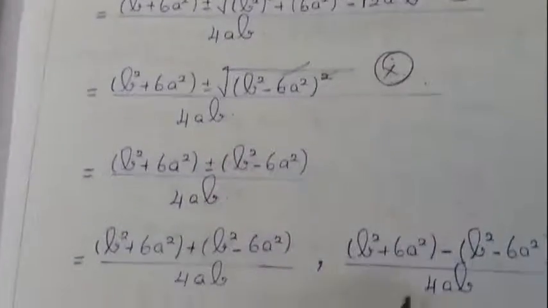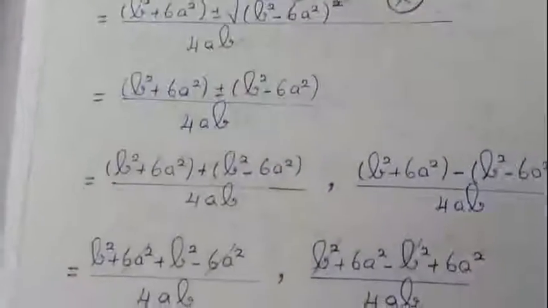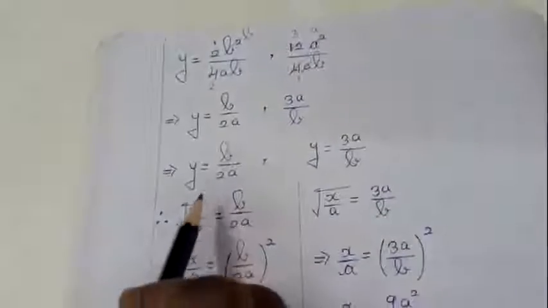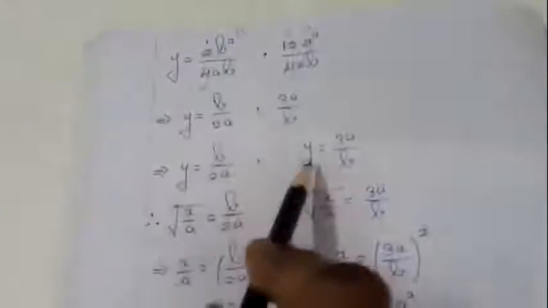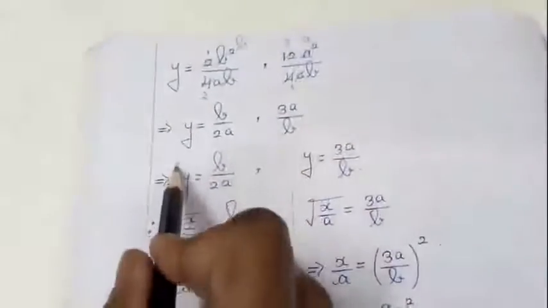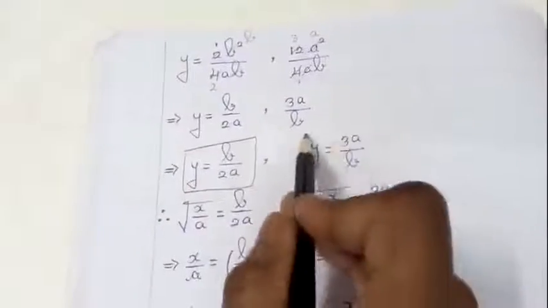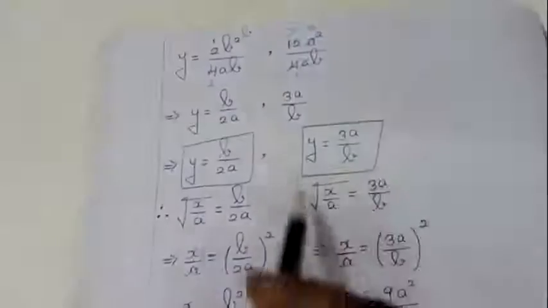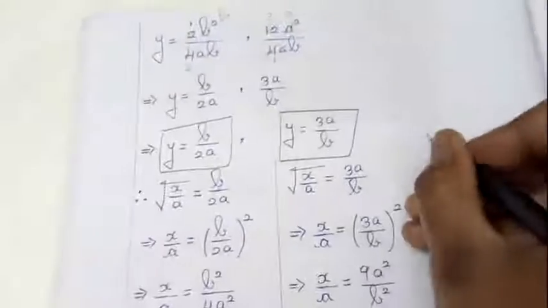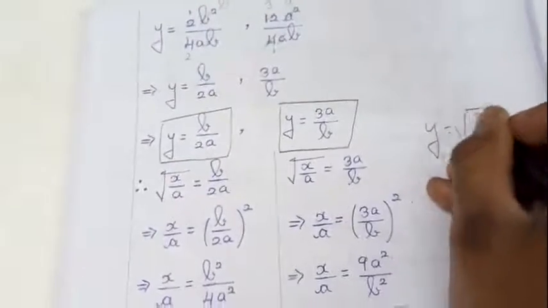After cancelling, I'm getting the value as y equal to b by 2a and y equal to 3a by b. y is equal to b divided by 2a and y equal to 3a divided by b. What is the value for y? I have replaced, students, y equal to root of x by a.